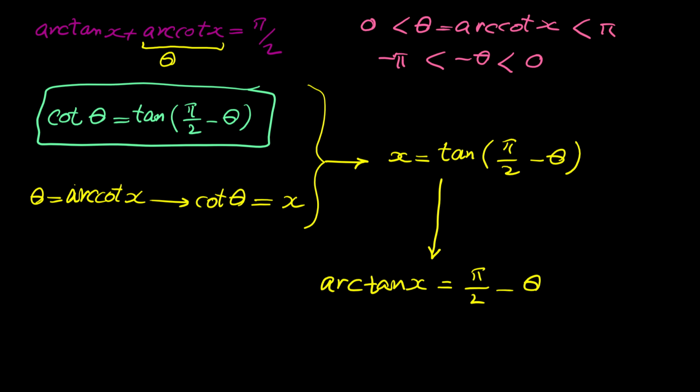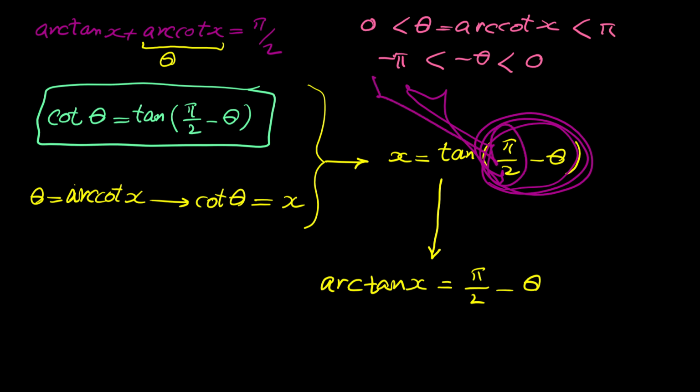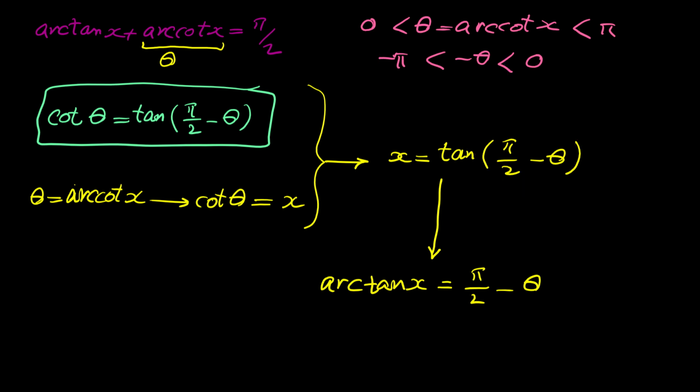Now we want to make this angle pi over 2 minus theta. So we have to add pi over 2 to the left side, pi over 2 to the middle, and pi over 2 to the right side. By adding pi over 2, we get this relation. Pi over 2 minus theta is between, if we add pi over 2 to negative pi, it would be negative pi over 2. And if we add pi over 2 to 0, it's pi over 2 here.